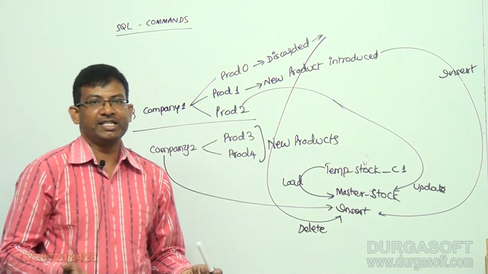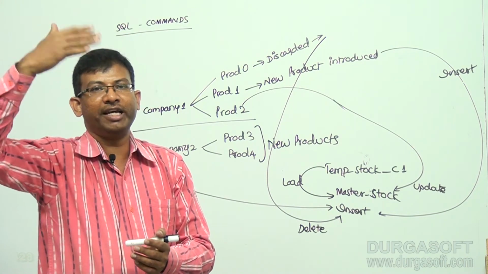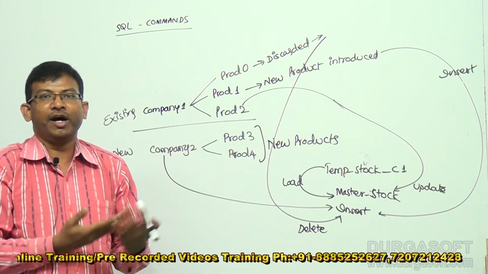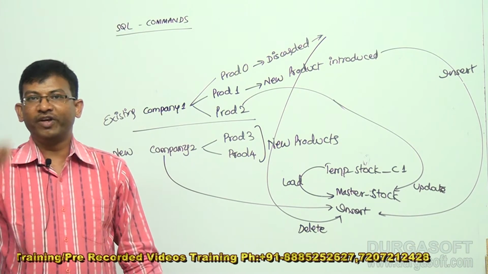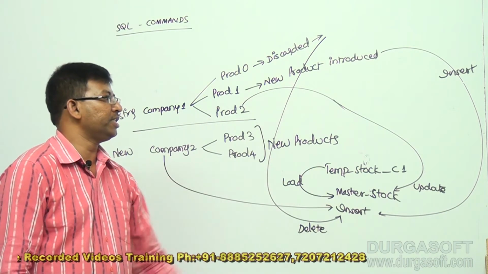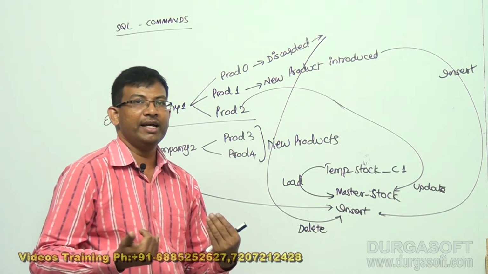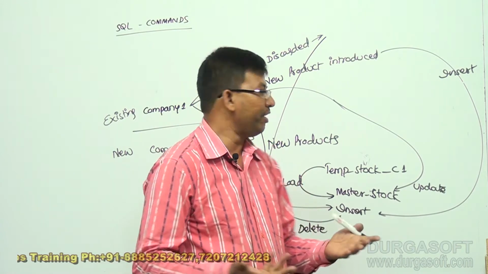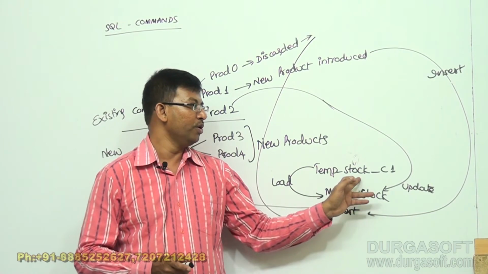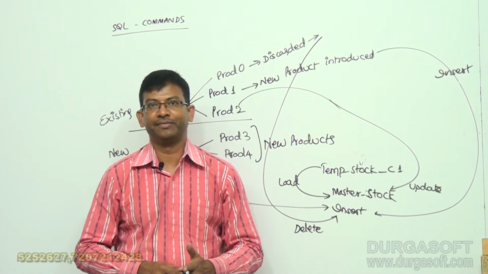So we need to write a PL/SQL block or procedure and specify the conditions. If it is not there, insert; if it is there, update; and if it is an obsolete or discarded product, delete that. So we need to write three separate statements, and these three separate statements or this procedure has to be executed whenever we receive stock from any company. So whenever the temp stock table is loaded with data, we have to load the data into our master stock table by performing all the three operations.